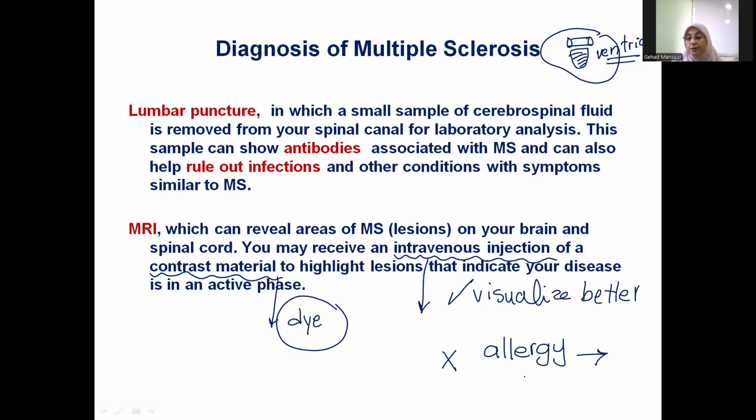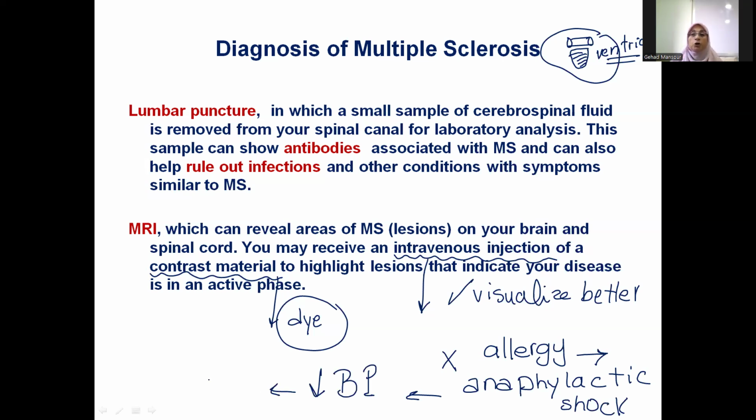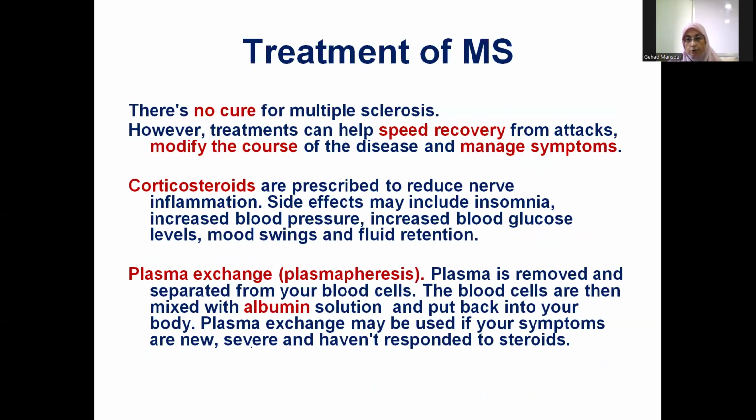And unfortunately, this allergy is usually in the form of what we call an anaphylactic shock, which is a shock due to allergy. And this anaphylactic shock is usually accompanied by a severe drop in blood pressure, to the extent that the brain might not receive enough oxygen for a while, and the patient might suffer. I've seen these cases, patients suffering from hemiplegia, for example, after these dyes because of the severe allergic reaction that is called the anaphylactic shock.